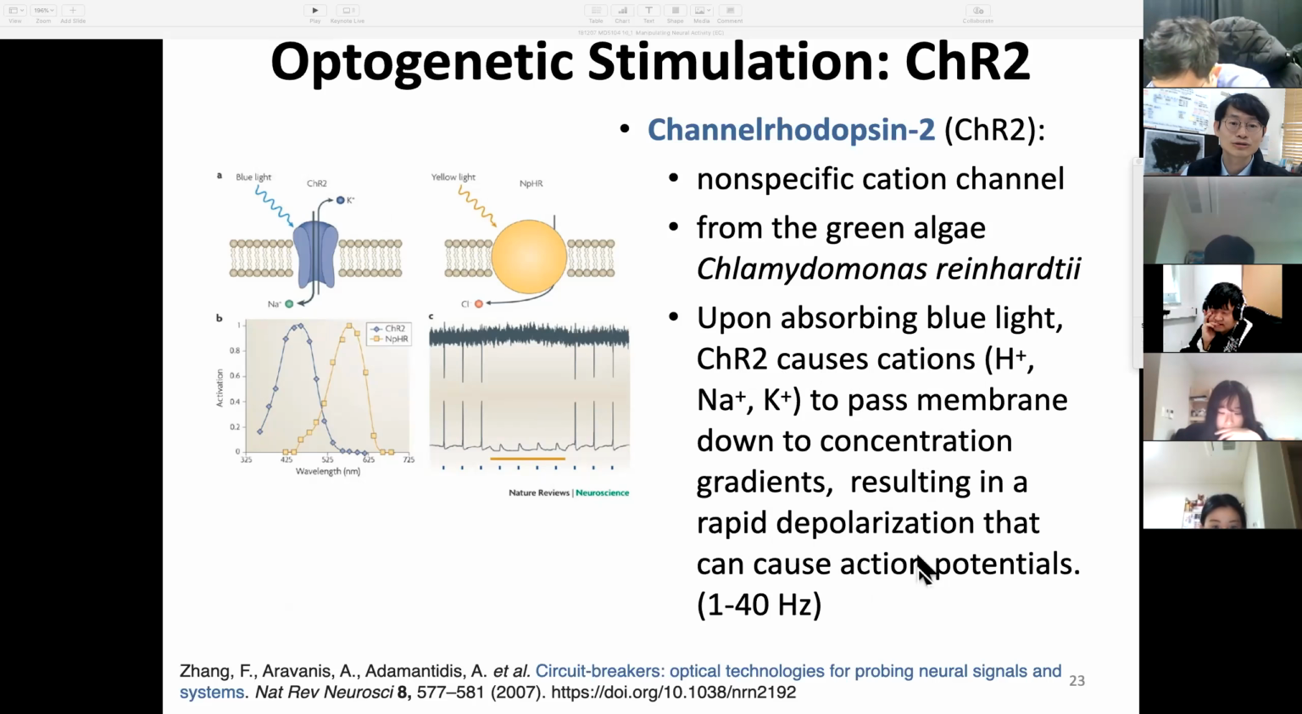And what's really cool about this is that it can be so fast that even 40 hertz activation is possible. But you don't want to go even higher. It depends on the kinetics of this channel. And in the yellow light case, you see yellow light giving dot, dot, dot, dot, dot activation of action potentials. You can block this by shining yellow light with halorhodopsin, which is a chloride pump. So Cl minus goes in, so the membrane potential goes down.